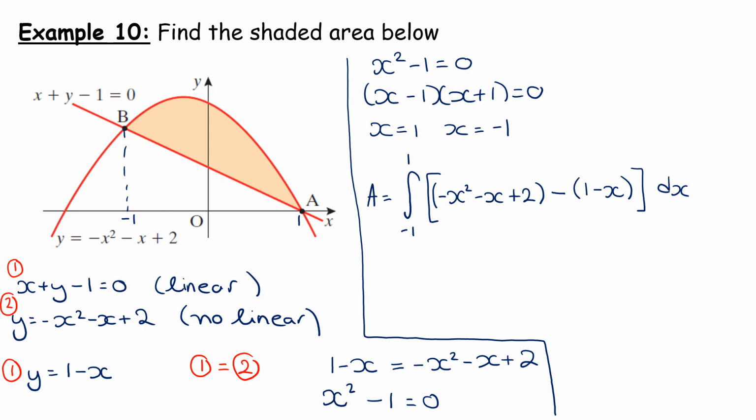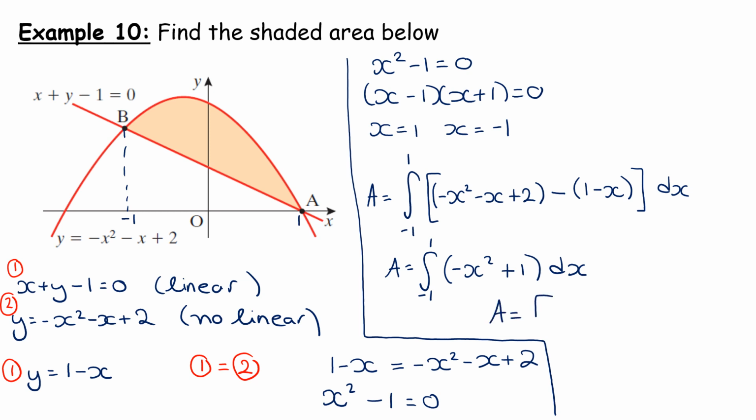Now you can integrate this as is. However, like I said, I prefer to simplify it first. So I'm going to do a little bit of work on this. I have a minus x squared that stays as is, minus x plus x, and you get a 0, plus 2 minus 1, and that's a plus 1 dx. And that's what we're integrating, which is so much easier than trying to integrate those two pieces together.